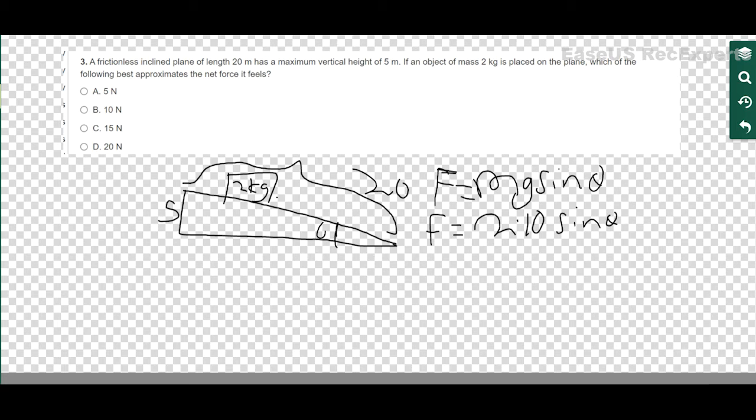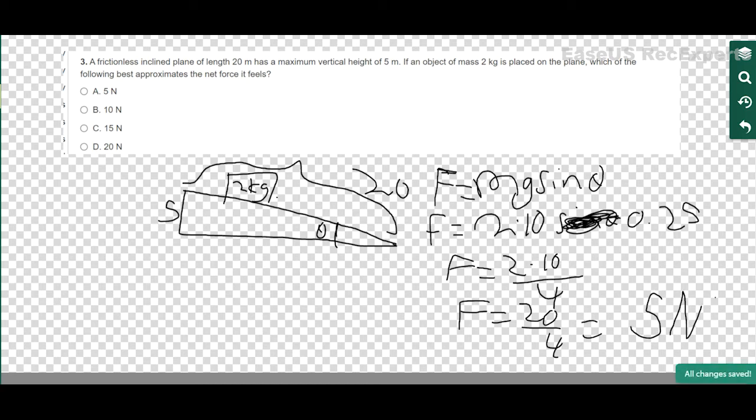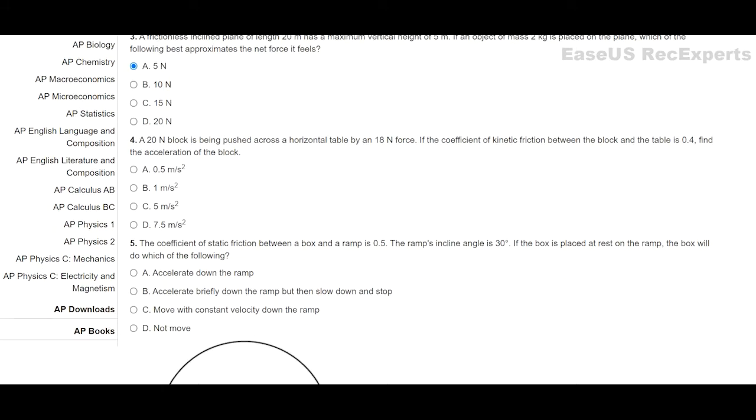Now, this is our theta over here. We do not need to solve for it. We just need to know the proportion: the opposite over hypotenuse is equal to 0.25. So we replace sine theta with 0.25. We'll have 2 times 10 times 0.25, or over 4. So force is equal to 20 over 4, which simplifies to 5 newtons. And that is A. Let's take a look at number 4.